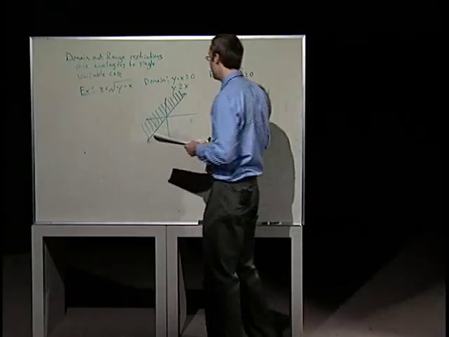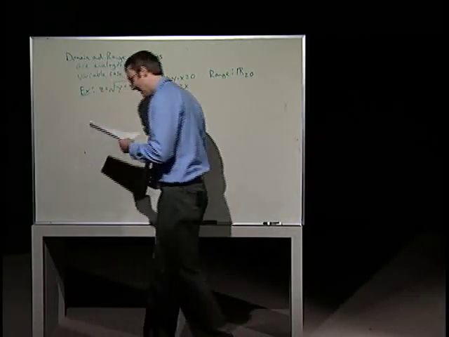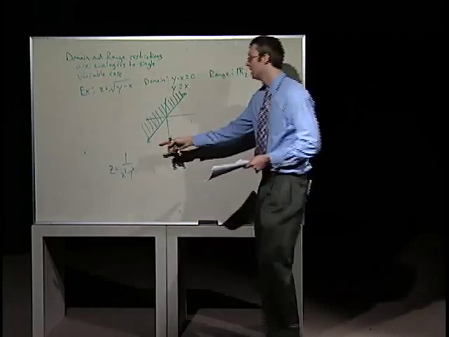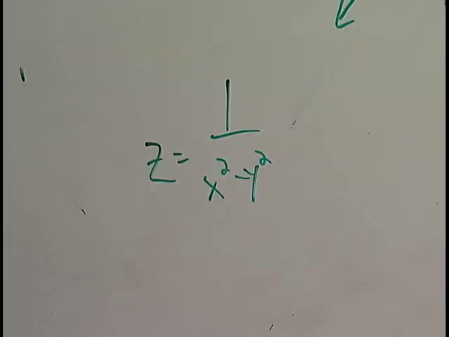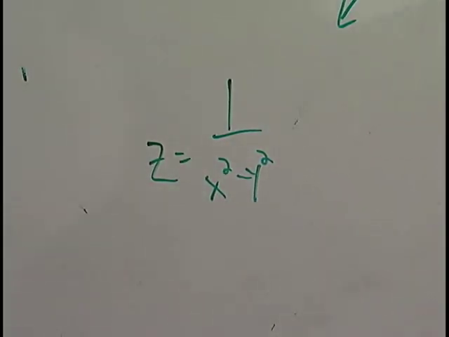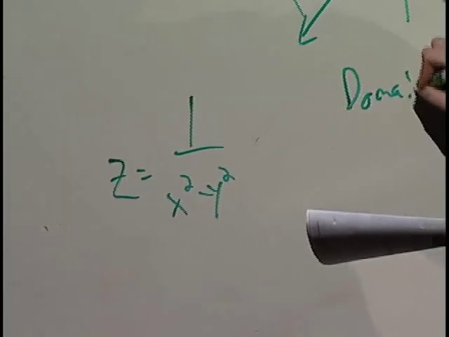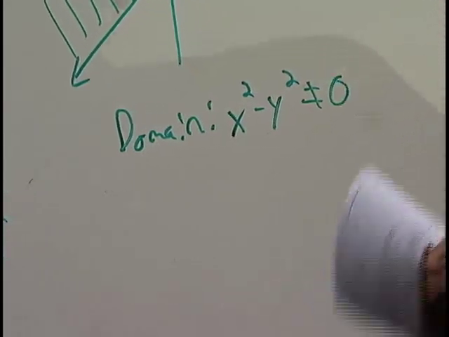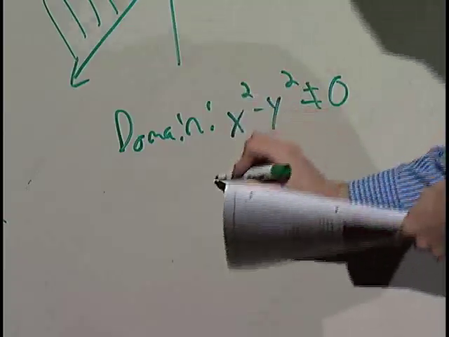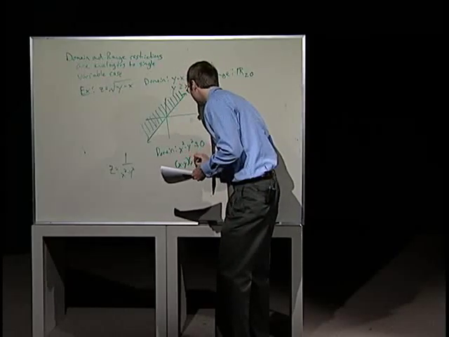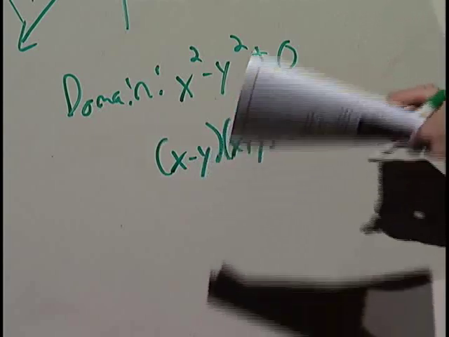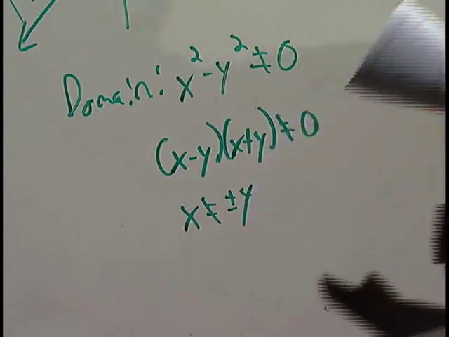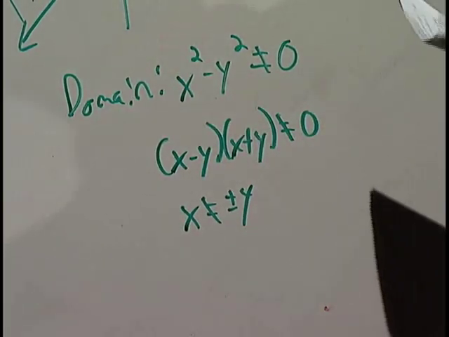Another one would be, let's see, z equals 1 over x squared minus y squared. Well, the obvious problem here is we don't want division by 0. So our domain has to be such that x squared minus y squared is not equal to 0. This means that, factoring, x minus y times x plus y is not 0. And that brings us down to x is not equal to plus or minus y.